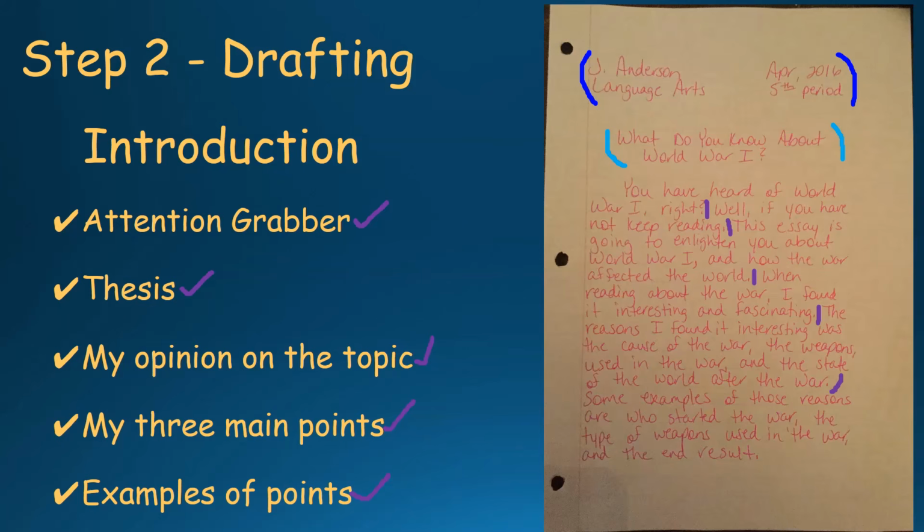And then we're going to give some examples from our main points. Some examples of those reasons are who started the war, the types of weapons used in the war, and the end result. All right, all of that is our introduction. We have fully introduced our topic and what our essay is going to talk about to our reader.